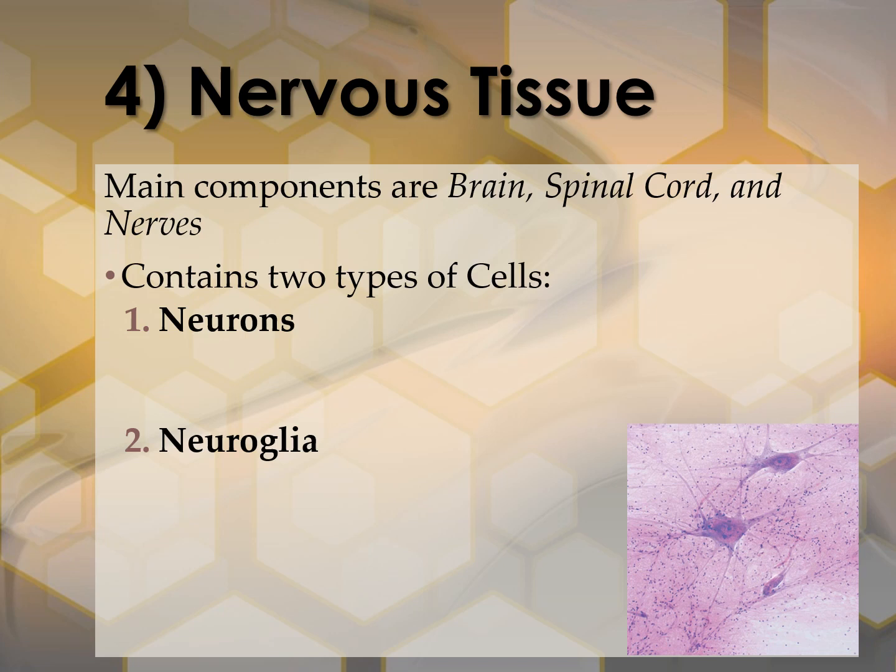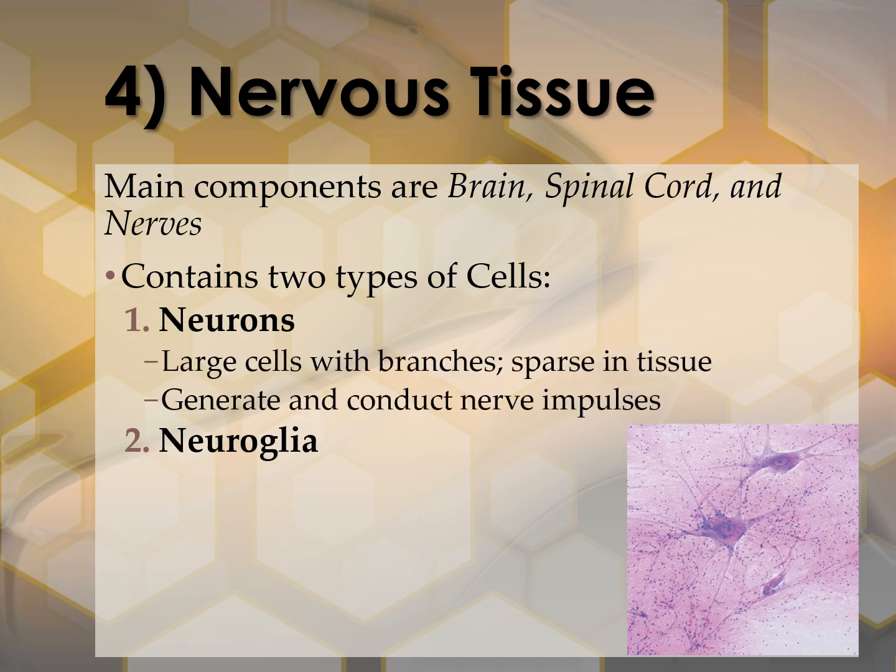So our last and final tissue type is nervous tissue. So nervous tissue is only found in the brain, the spinal cord, and the nerves, okay? And we have two different types of cells in nervous tissue. You may think, okay, we have neurons, right? We definitely know about neurons. Neurons are our large cells that are going to generate and conduct nerve impulses. So they're kind of our main players, right? They're what really are doing the heavy lifting in the nervous tissue.